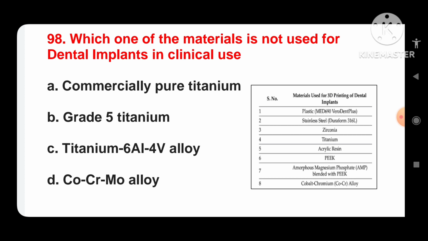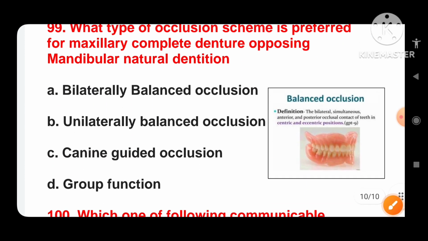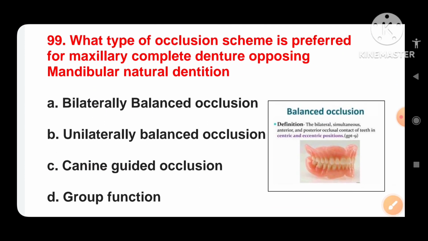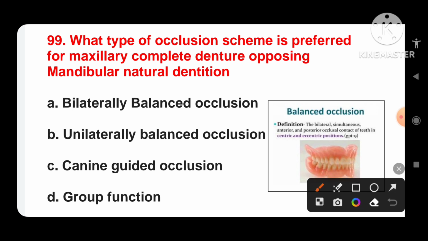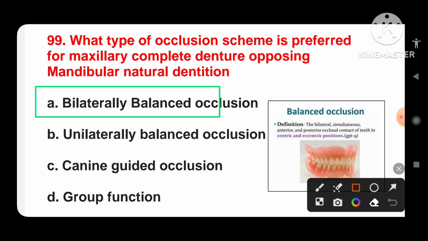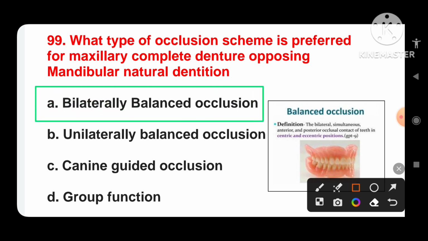in clinical use. Next question is, what type of occlusal scheme is preferred for maxillary complete denture opposing mandibular natural dentition? Options are bilaterally balanced occlusion, unilaterally balanced occlusion, canine guide occlusion, or group function. And the correct answer is bilaterally balanced occlusion.